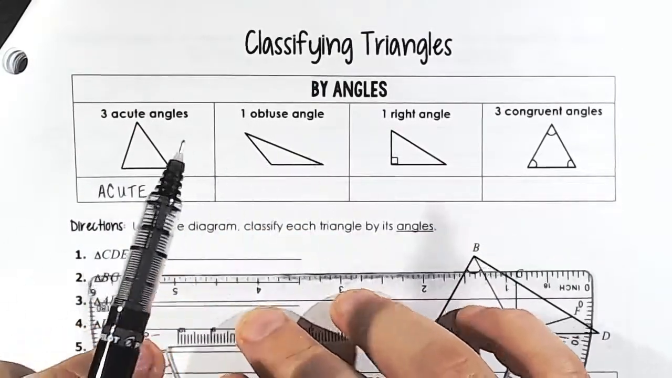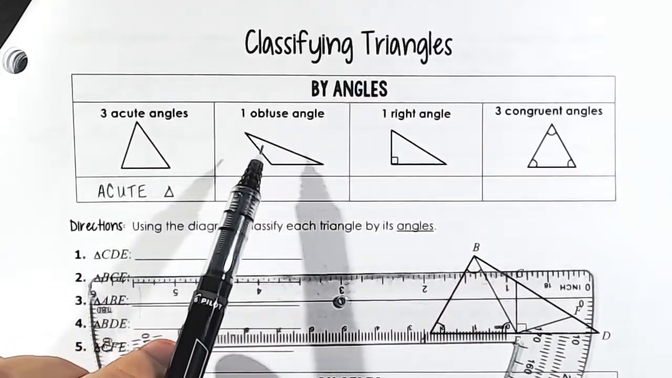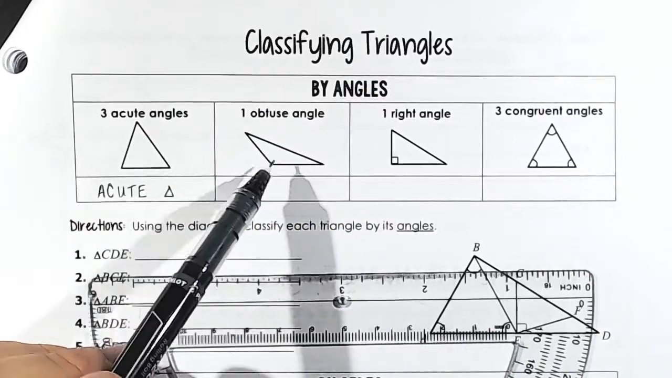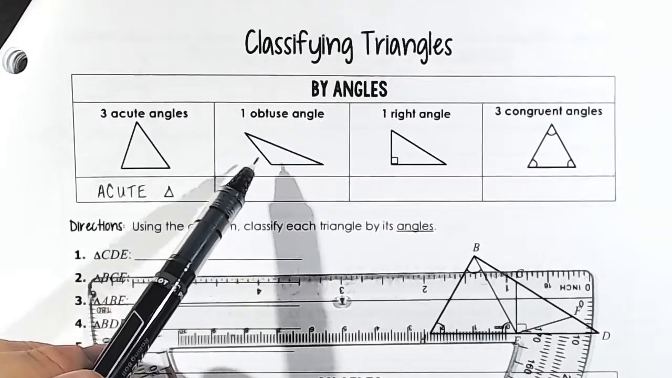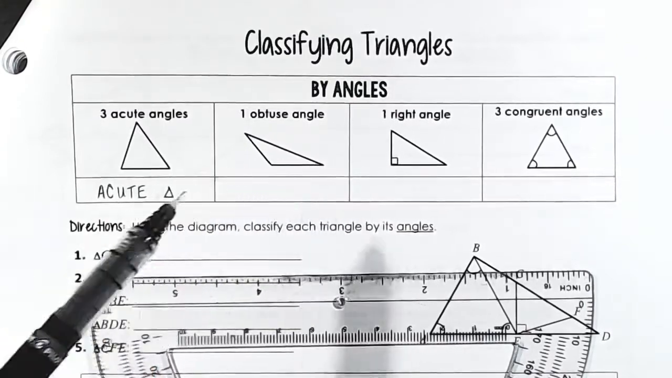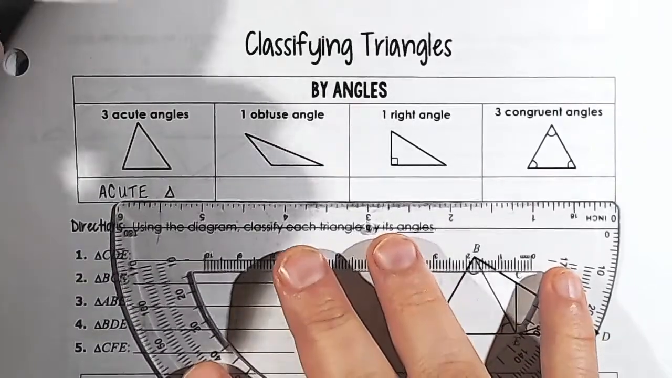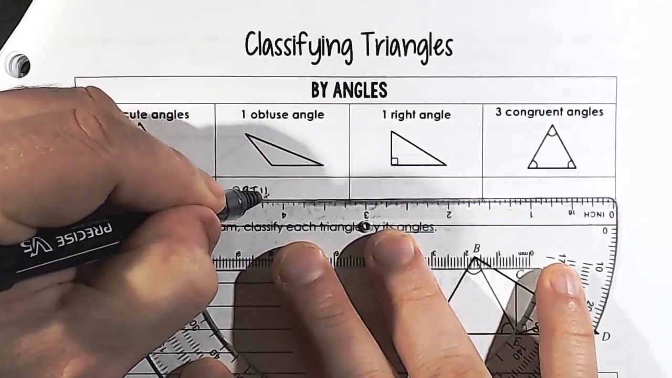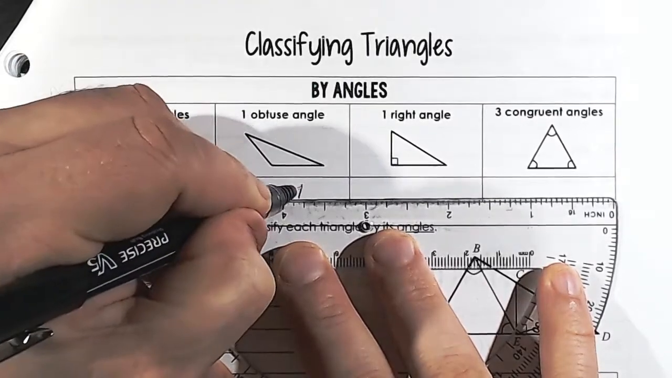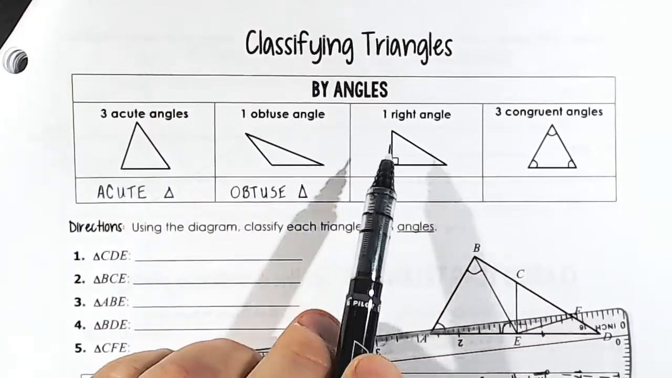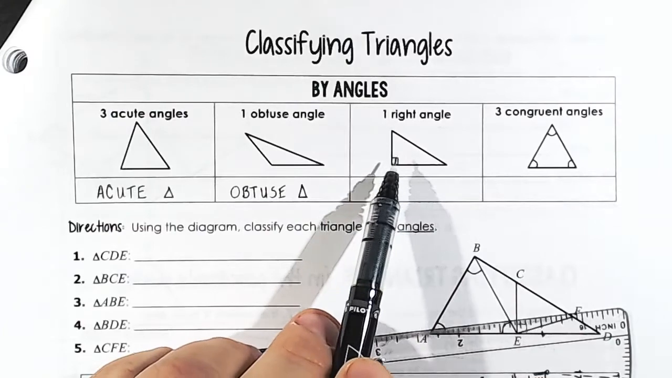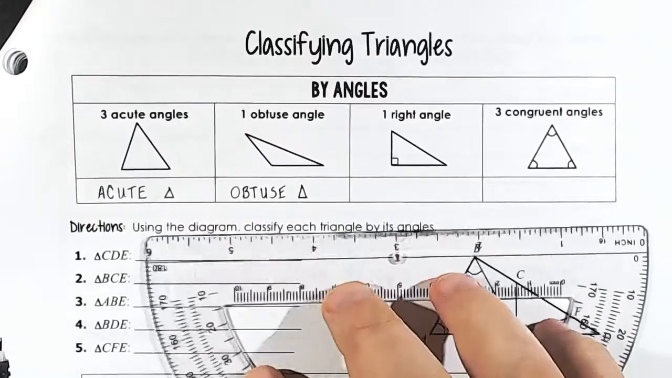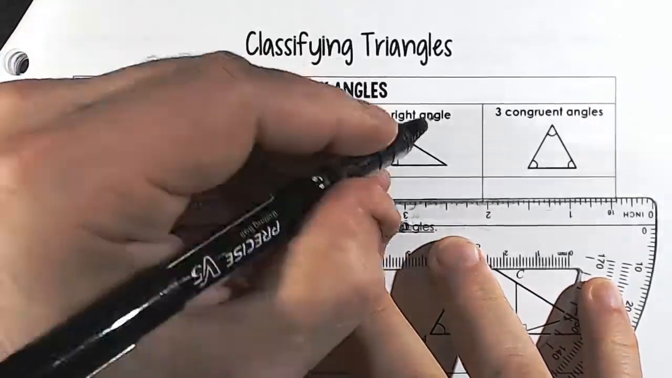And here we're looking at a triangle, and two of the angles are acute, and one of the angles is obtuse. Now remember, obtuse means that the angle is greater than 90 degrees, and you can see here that this angle is greater than 90 degrees, so we call this an obtuse triangle. Next up, we have a triangle with two acute angles and one right angle. A right angle is exactly 90 degrees, and we call this a right triangle.